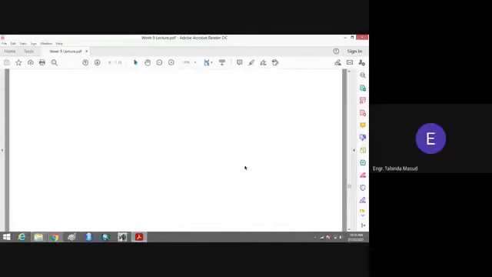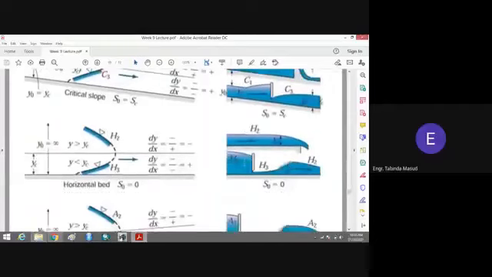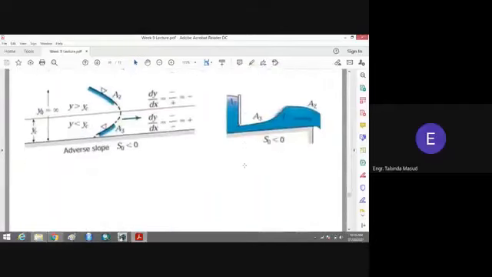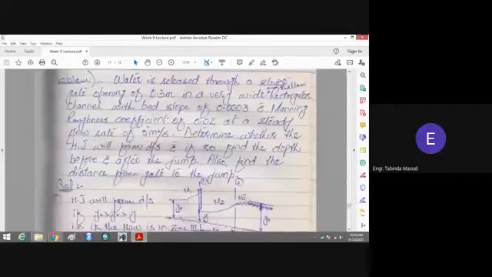So this is all about the water surface profiles: how they are drawn, how they are computed, and what the importance of the water surface profile is. This is the last numerical problem and the last content of this lecture.